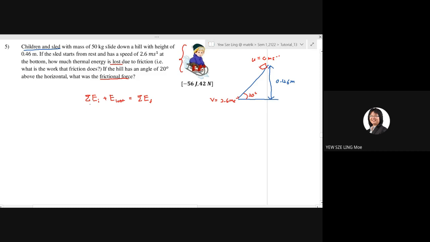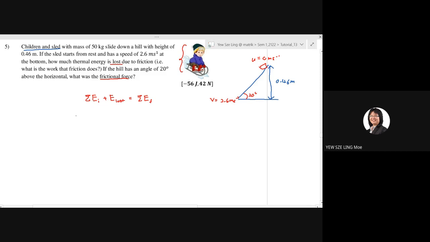So again, summation of E initial. I'm looking at mechanical energy. There are 3 types of mechanical energy. In our case, we don't have a spring, so again, we just ignore U_s, the elastic potential energy. So what are we going to do now?